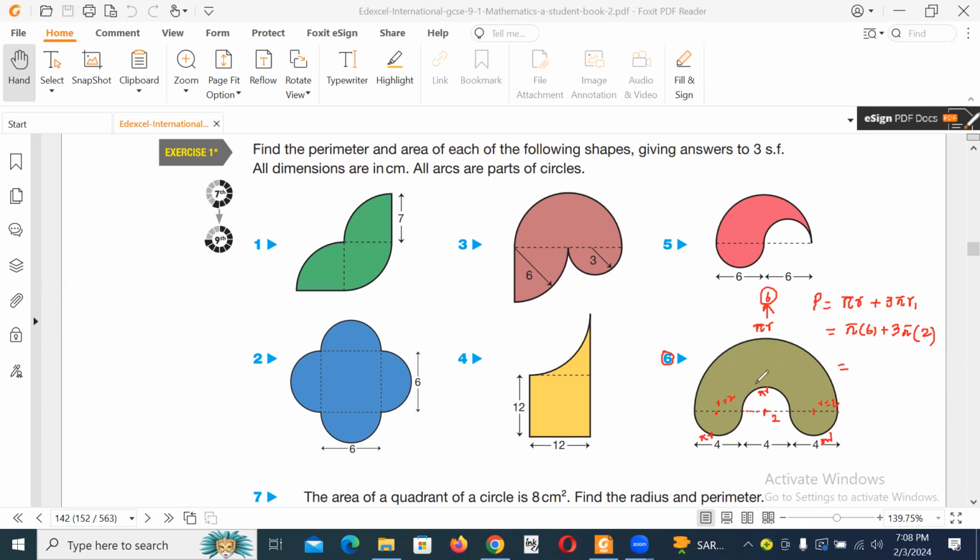So what does it give us? Pi multiplied by 6, plus 3 multiplied by pi multiplied by 2. I'm getting 37.699. As we are looking for three significant figures, we round off the 9, which means 37.7 centimeters. I hope it is clear.